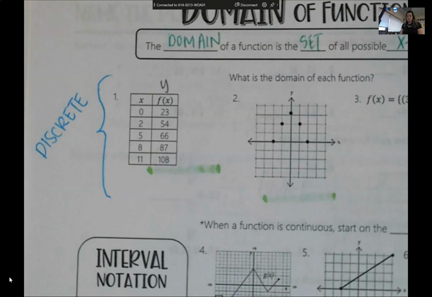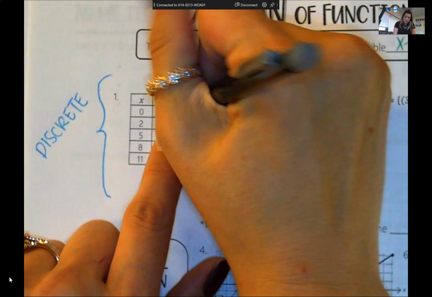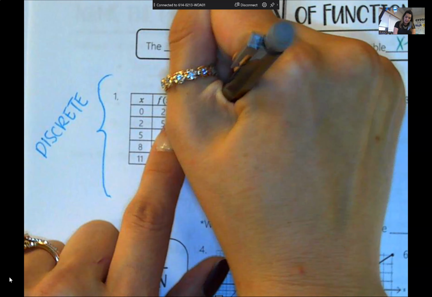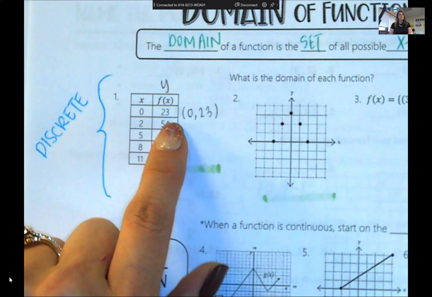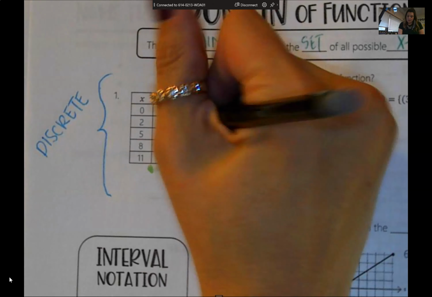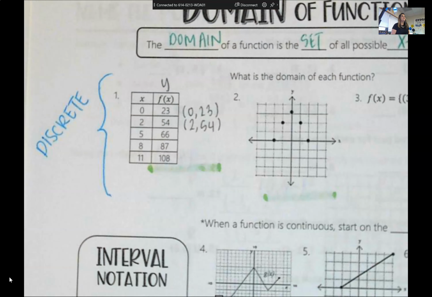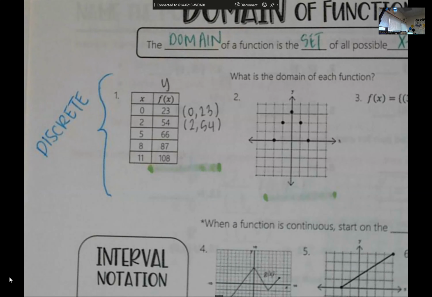So when you see this table, what this table is telling you is that if we wanted to graph this, we would put a point at 0, 23. So we would stay at the 0 and then we would go up 23 units. Or like the next one tells us that we would have a point at 2, 54. So we would walk over to the 2 and then we would climb all the way up to the 54.